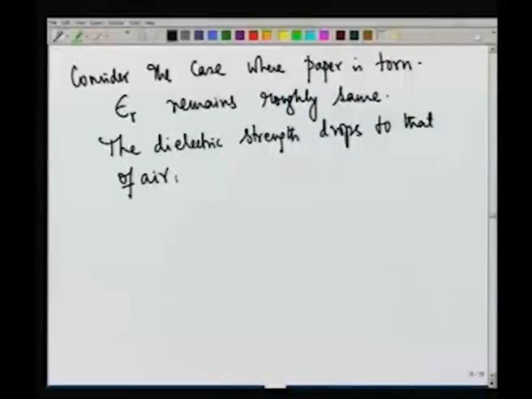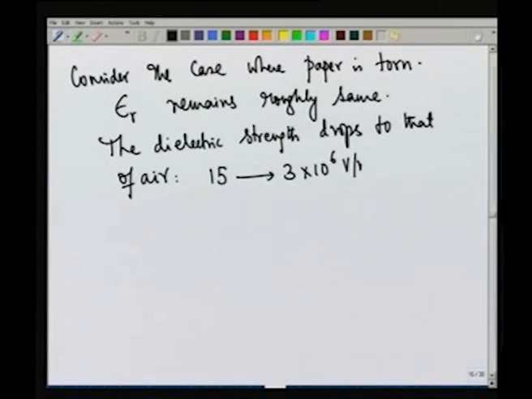So if you are going to look at all these high voltage oil based capacitors, it is very important that such accidents do not occur. So it drops to that of air. For example, if it were 15, it would go to 3 into 10 to the power of 6 volts per meter, and then that would be a sad tale because you might assume a very large voltage, but then the threshold value has dropped by a factor of 5 and my capacitor breaks down.